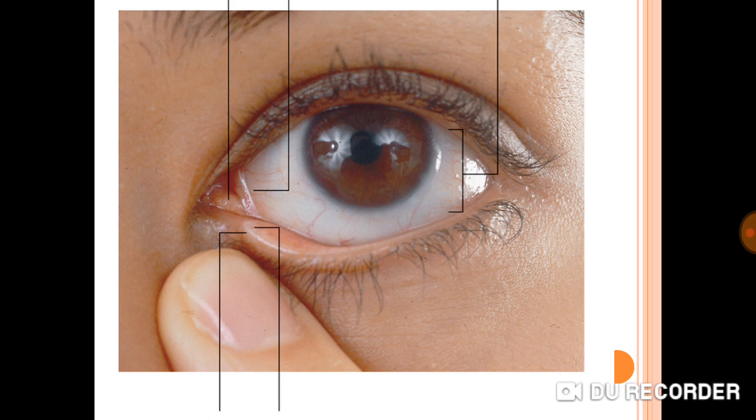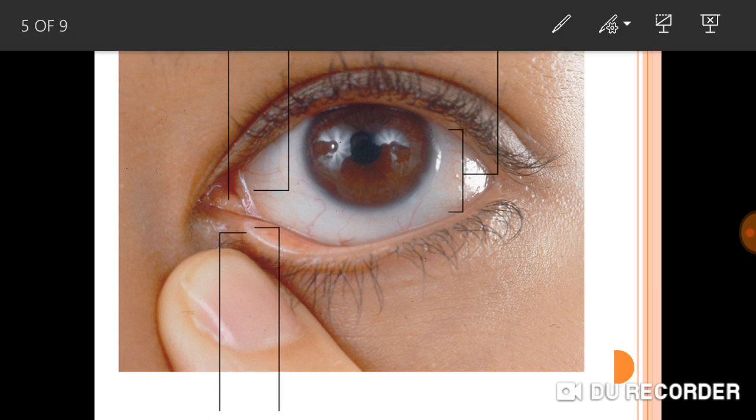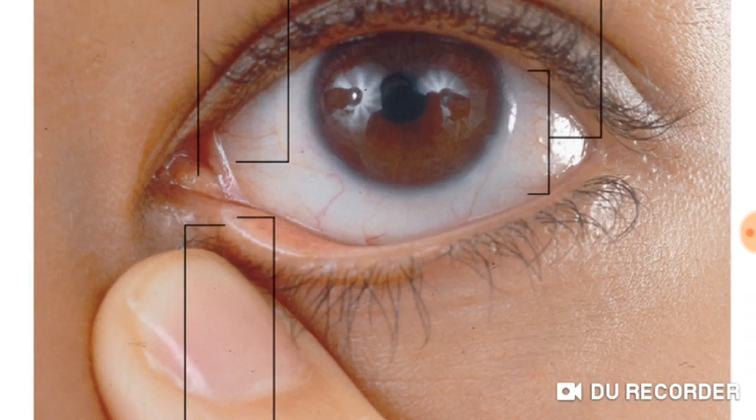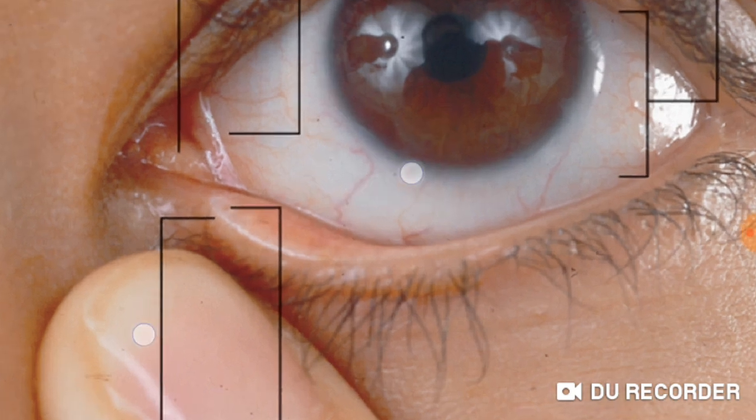Now if you look at the medial margin of the eyelid, here the lower eyelid is shown, there is a small papilla, known as the papilla lacrimalis. At the tip of the papilla lacrimalis there is a small opening, which is called the punctum lacrimalis, if you can appreciate it here.